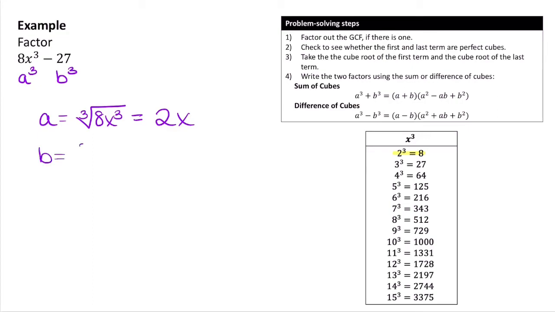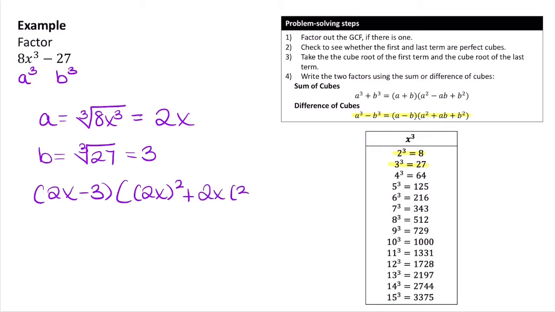B is going to equal the cube root of 27. And notice from our chart that the cube root of 27 is 3. So we have b equals 3. So we're going to go ahead and plug directly into this formula. We have a difference this time. So it's going to be 2x minus 3 times 2x squared plus 2x times 3 plus 3 squared.